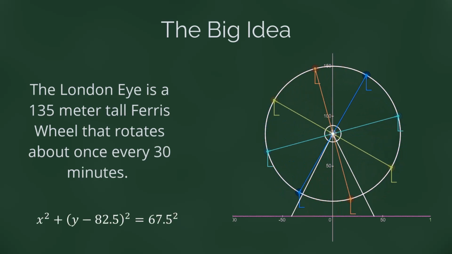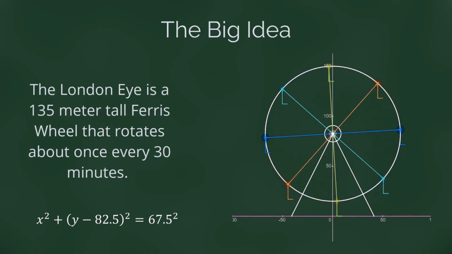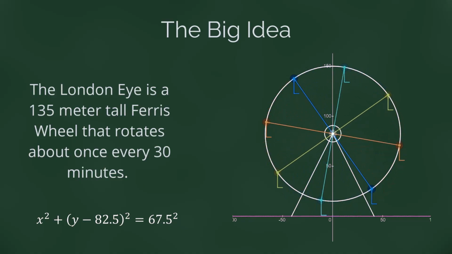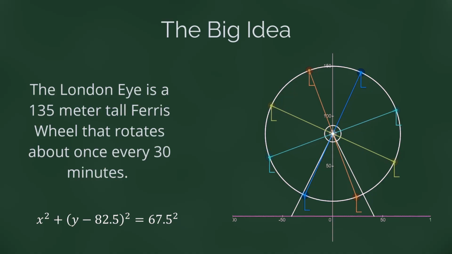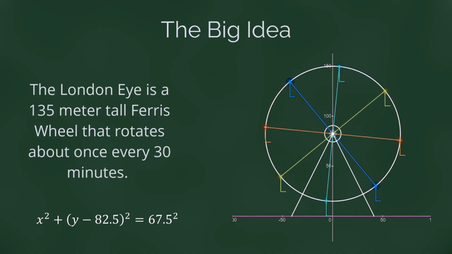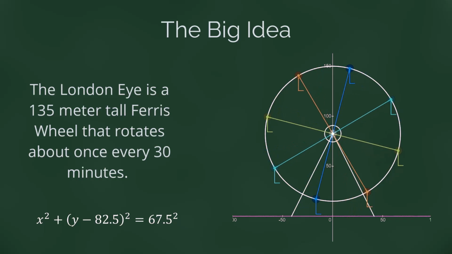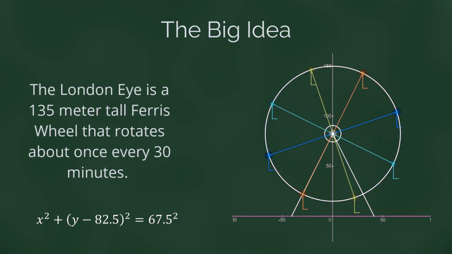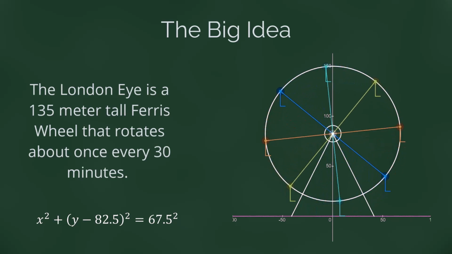If we imagine the y-axis going through the center of the Ferris wheel and the x-axis lying along its base, then using what we know about circles, we can write an equation for the London Eye. That equation would be x squared plus (y minus 82.5) all squared is equal to 67.5 squared. This uses the radius of 67.5 and the fact that the London Eye sits about 15 meters off the ground.